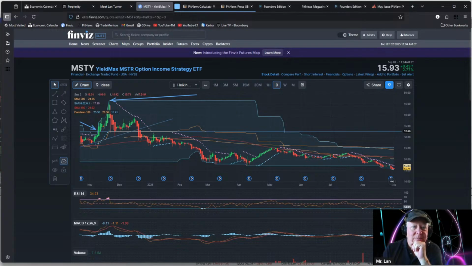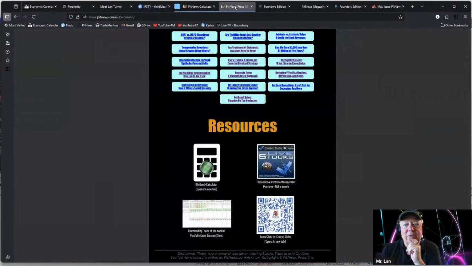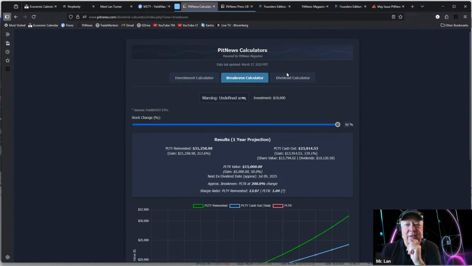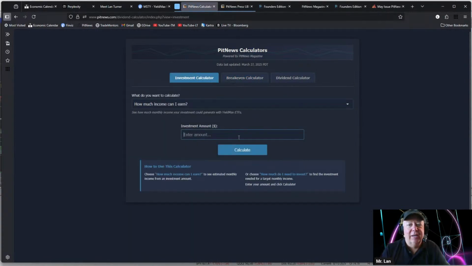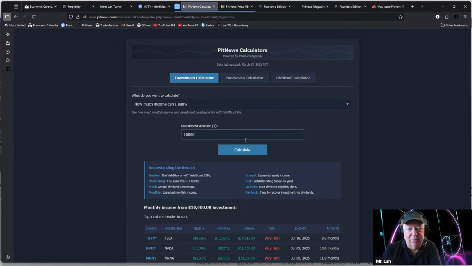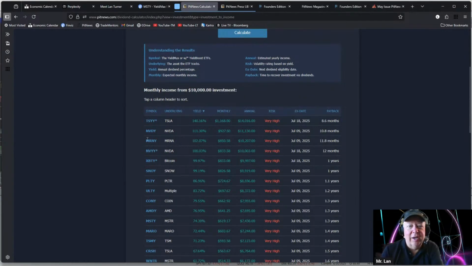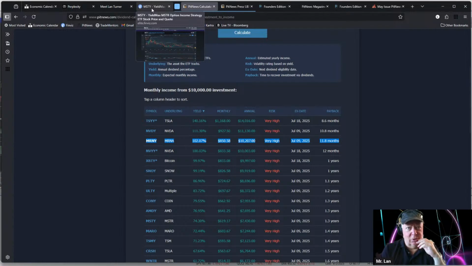Now, if we come back over to the Pit News calculator and go back into the investment calculator and put $10,000 in here, I have to do this because I can't remember the stock symbol. It was MRNY. Look at MRNY right there. It's one of the top. It's very high risk, but it's showing a yield of 102%. And I think this is a good one to use the new tool that I haven't even shown you yet.